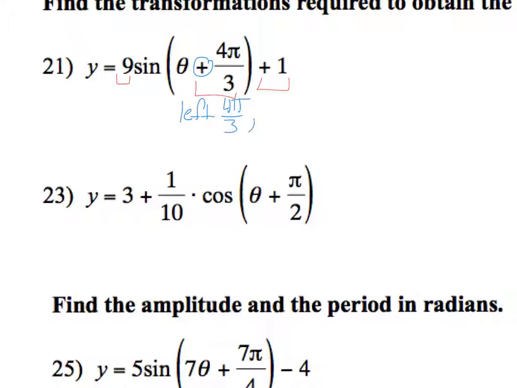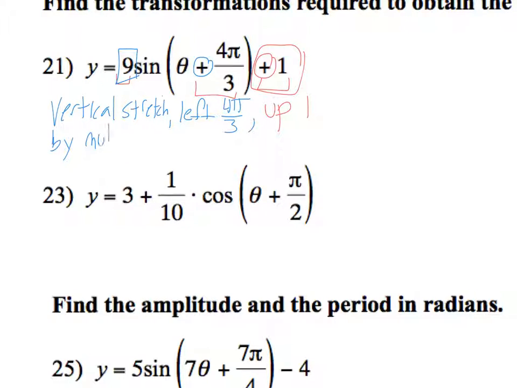At the end, anything we're adding or subtracting to the whole thing is going to affect the y value, and plus means up 1 unit. And the last piece of this is my amplitude, and that's going to be a vertical stretch. Each y coordinate is going to be multiplied by 9. So I'm going to say by a multiple of 9.